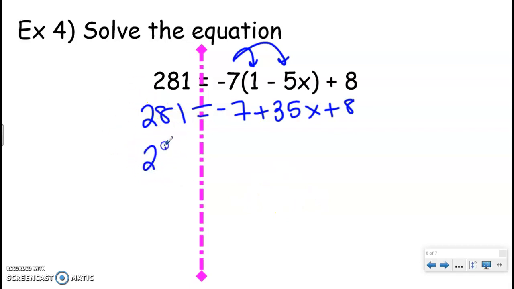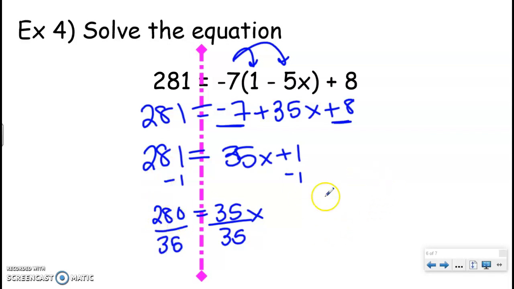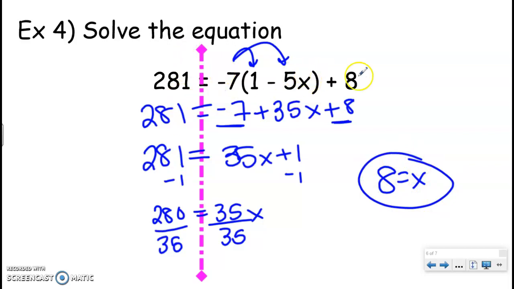Next step is to simplify the left side, which I can't do. And then I'm going to combine like terms on the right side. So negative 7 plus 8 is positive 1. Okay, 35x comes straight down. Now let's solve. Subtract 1 from both sides, so I get 280 equals 35x. And then we are going to divide by 35 on both sides to get 8. Sorry, that's a 5 there. So I get 8 equals x, or x equals 8. Again, to check it, plug it in, make sure you get 281 on the right side.